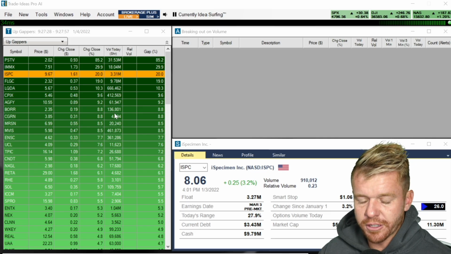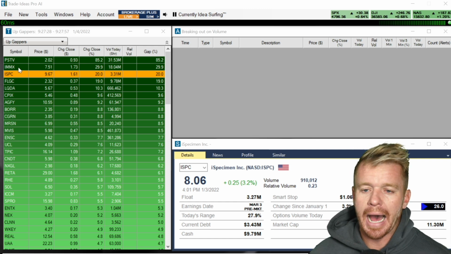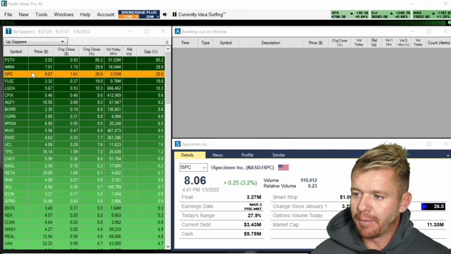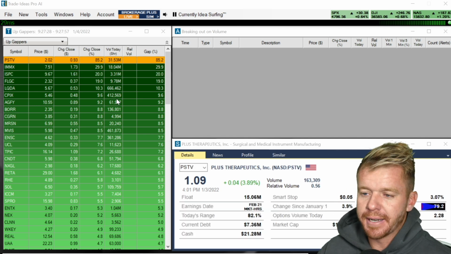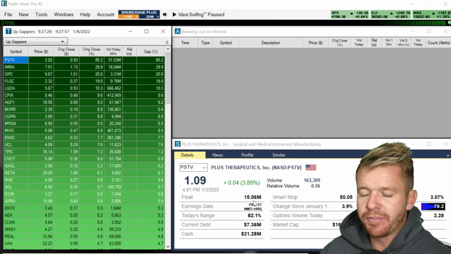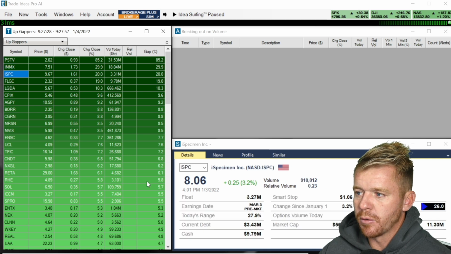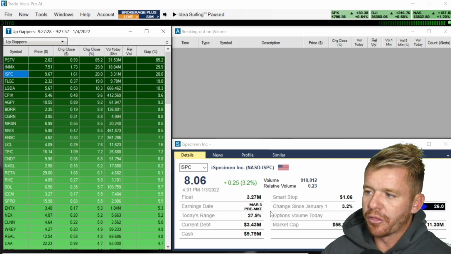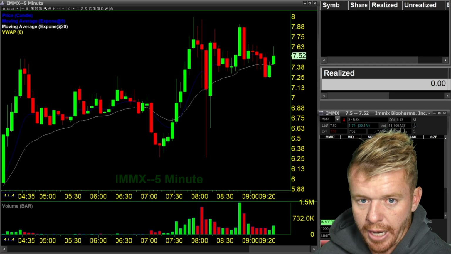All right, so looking here at the scanner really quickly on trade ideas, we got PSTV, we got Immx on the top list there. On the gappers, this is the trade ideas scanner. There's a link down below if you want to learn more, but the big focus right now is PSTV. We've got 15 million shares in the float. We've got Immx with 1 million shares, and we've got ISPC with 3.2 million shares to keep an eye on this morning.